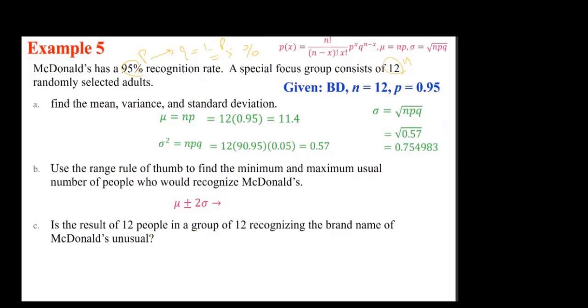Now, the next thing is using the range rule of thumb to find where we stand as far as unusual values. Mu plus or minus 2 sigma needs to be calculated. So that means 11.4 plus or minus 2 times 0.754983, and we end up with 9.89 and 12.91. Meaning, in a case like this, if fewer than 9.89 people recognize the name, that's unusual, for example, if only 9. And larger than 12.91, for example, 13. Therefore, the answer to part C is, this is not unusual.